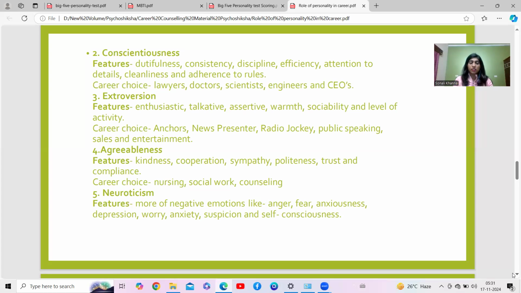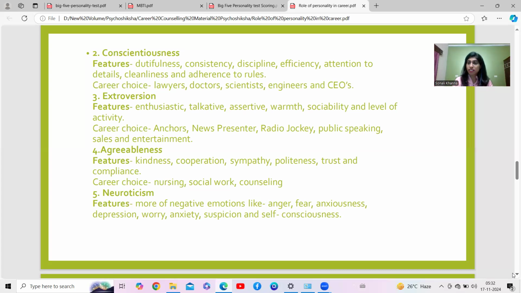A stands for agreeableness. Features are kindness, cooperation, sympathy, politeness, trust, and compliance. Career choices for them are nursing, social work, and counseling. People who are high on agreeableness agree with everybody and can be good team players. Whenever companies are recruiting someone for a team position, we see that people who are high on agreeableness should be part of the organization, because if everybody has leadership skills or everybody is dominating one another, who is going to listen?